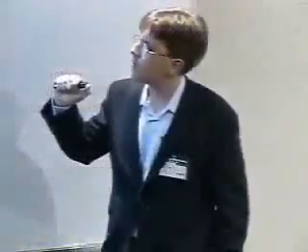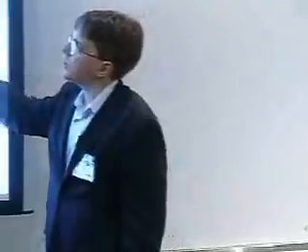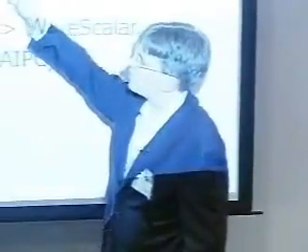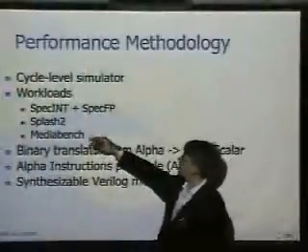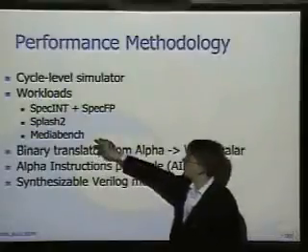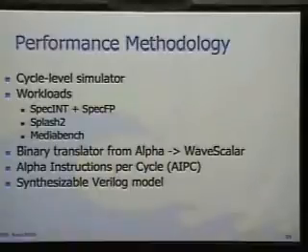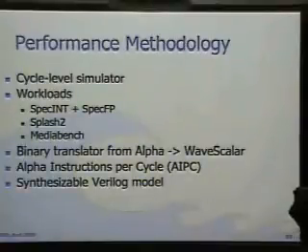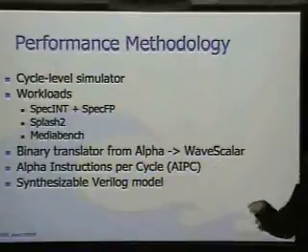So before I can do any of that, I'm going to talk very briefly about how we arrived at our performance measurements. We use a cycle level simulator to get our performance measurements. Then we run a range of different workloads on that simulator, including parts of SPEC-int and SPEC-fp, also Splash2, which is a multi-threaded scientific set of workloads, and MediaBench, which are a bunch of media applications. Our toolchain currently uses a binary translator that takes conventional von Neumann-style binaries in the Alpha instruction set and converts them into the WaveScalar ISA and executables. And we report all of our results in Alpha instructions per cycle.